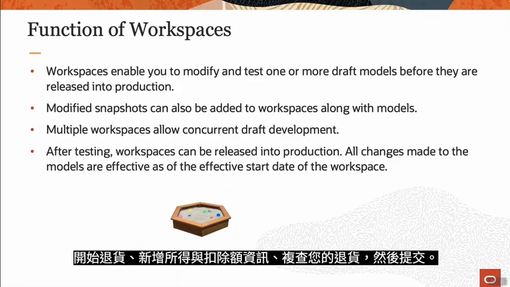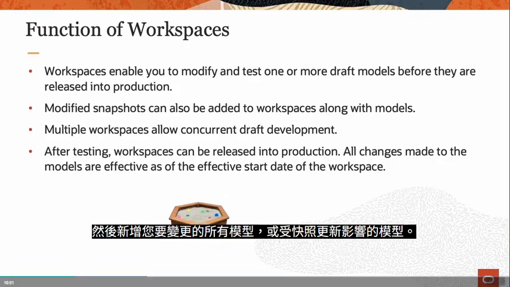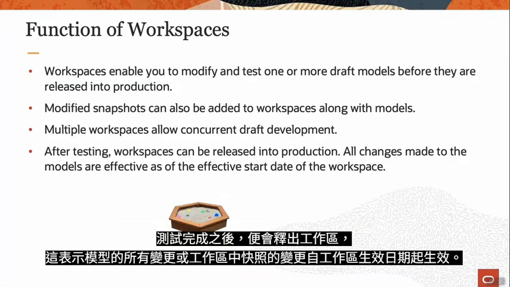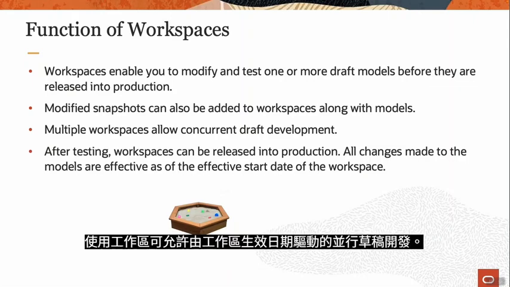You start the return, add the income and deductions information, review your return, and then submit it. A similar process takes place in a workspace. You create a new workspace and add all the models that you want to make changes to, or the models that are affected by a snapshot update. The runtime behavior of these models can be tested as a set or as a group. After the testing is complete, the workspace is released, which means that all the changes to the models or the changes to the snapshots in the workspace become effective as of the effective start date of the workspace.